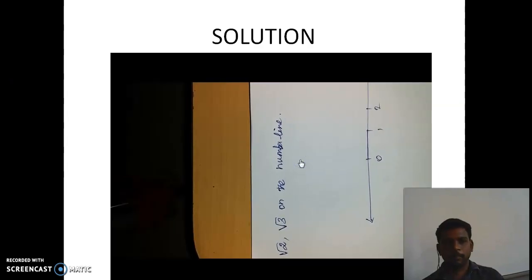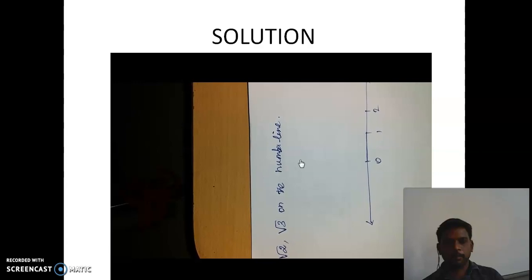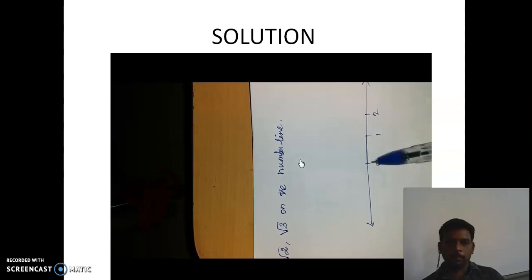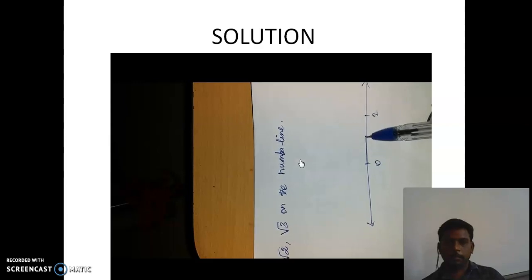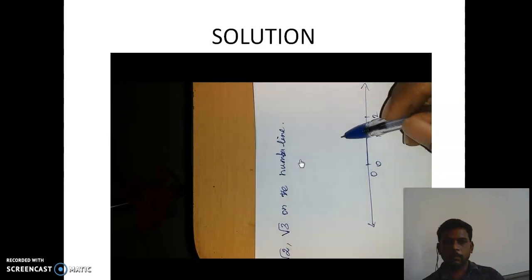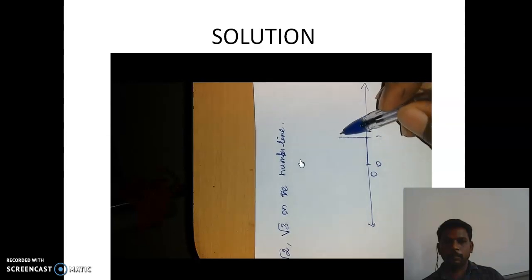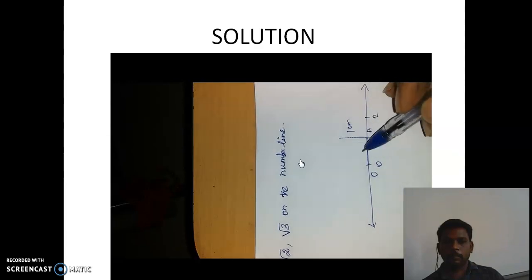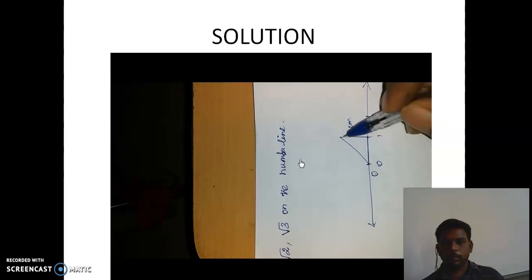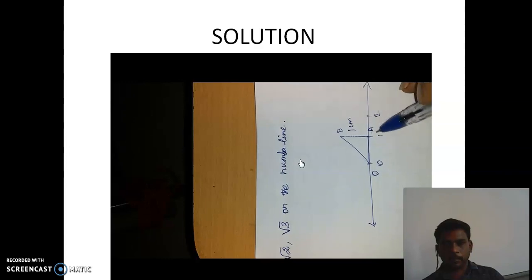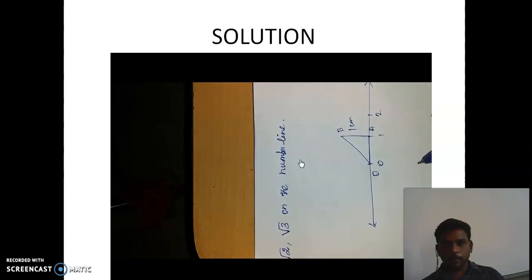For that, first we are going to draw a right triangle on the number line with a base of 1 cm. Let us take this as the base of the right triangle, that is O. Let us take this as A, and draw a vertical line of 1 cm and connect these two. So this is O, A, and let us take this one as B. Now OAB is a right triangle.